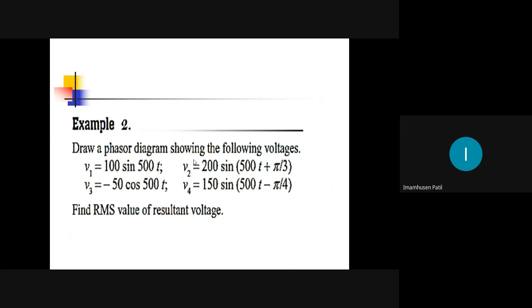Now you note down this problem. Solve this problem. Draw the phasor diagram showing the following voltages. V1 is equal to 100 sine 500t. V2 is equal to 200 sine (500t plus pi by 3). V3 is equal to minus 50 cos 500t. V4 is equal to 150 sine (500t minus pi by 4). Find the RMS value of the resultant voltage.